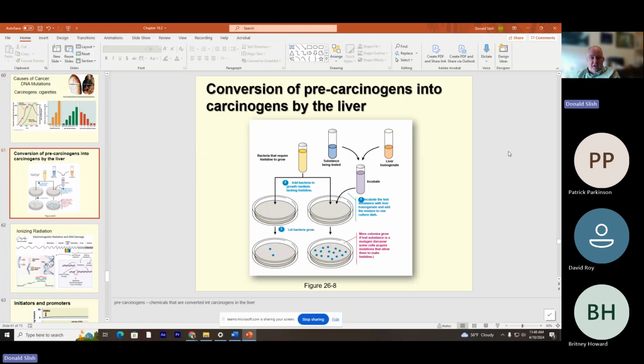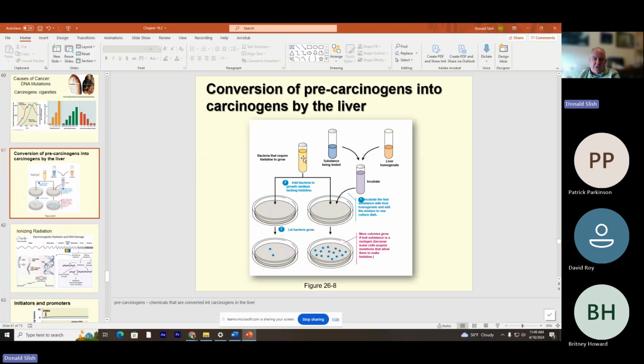Psilocybin is not active biologically until it goes to your liver and gets converted into psilocin, which is active. But anyway, getting back to this figure, basically, bacteria require histidine to grow unless they're mutated. So here we're saying if you take these bacteria and put the substance in with them, very few of them will develop the ability to grow without histidine. It takes a mutation to be able to make their own histidine.